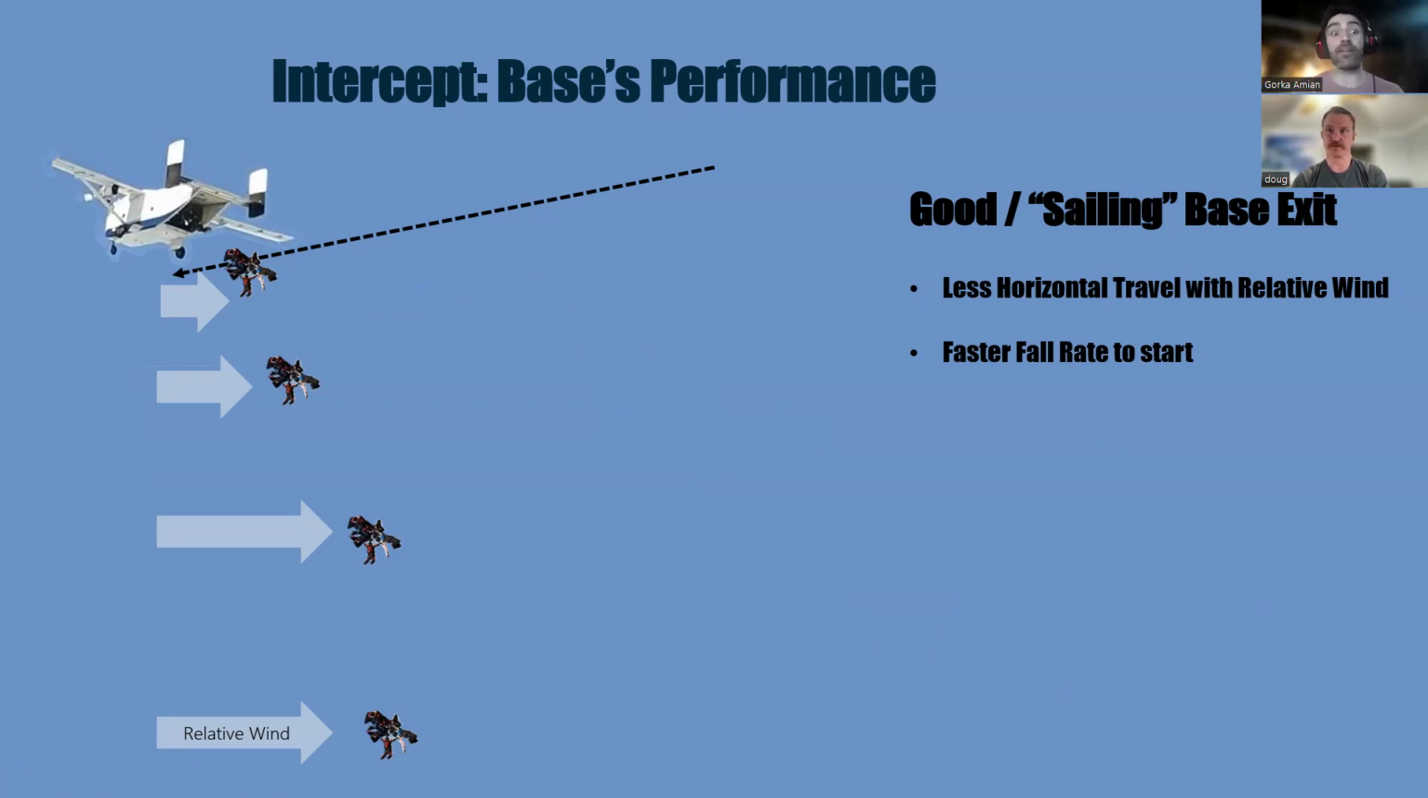Imagine if that same funnel formation was happening in the flat, right? We would accelerate the fall rate. And that's in essence what's happening here. We are accelerating the fall rate compared to where the relative wind is coming from, which yields less horizontal travel and a faster fall rate to start.